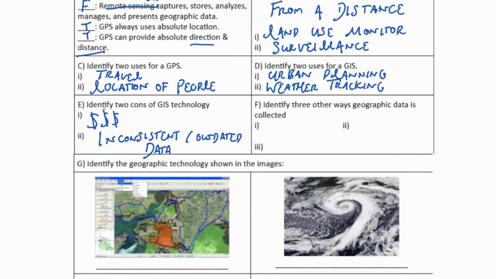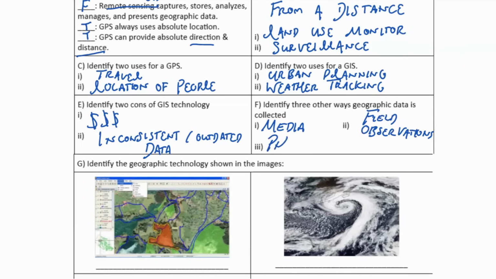Then F, identify three other ways geographic data is collected. There's a bunch of different ways. I'm going to highlight three. Media reports is the first one. Then you could say field observation. So actually going out and observing the data yourself with your eyes. That's a pretty good way to collect geographic data. So I say, oh, wow, all these people are wearing blue shirts in this city. That's interesting. That's a geographic trend.